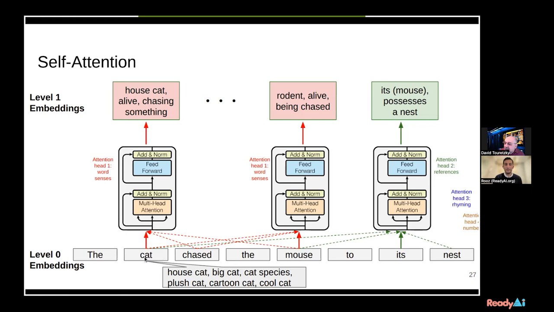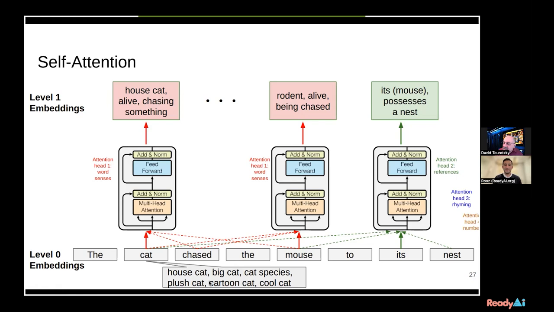If you look at the word cat here, cat has a lot of possible meanings. We could be referring to a house cat. We could be referring to what people call big cats, tigers and lions. We could be referring to cat as a species. If you collect stuffed animals, you might have a plush cat, so not a living cat at all. There are cartoon cats. And you might even call somebody a cool cat. So in the embedding for cat, all of these meanings are mushed together to give this broad but somewhat fuzzy notion of what cat means.